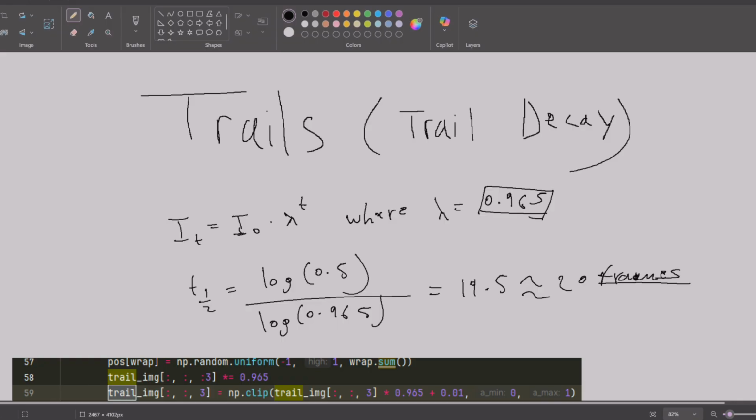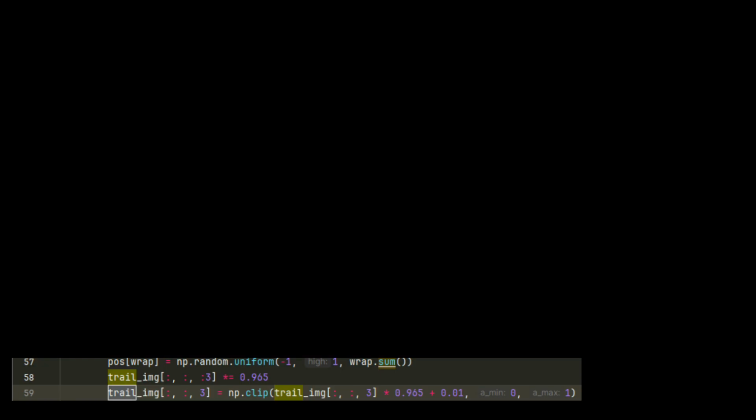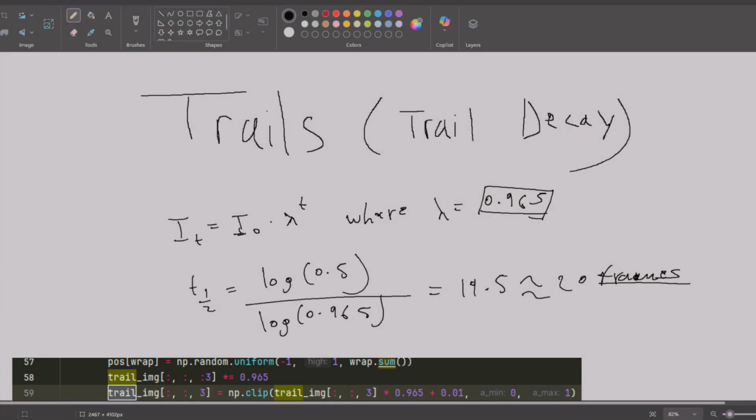Okay, so we know that there's going to be about 20 frames, or 2/3 of a second at 30 FPS. So this exact same equation describes radioactive decay. Multiplied by 0.965, we have to lose 3.5% of whatever's left. And that's for every single frame.